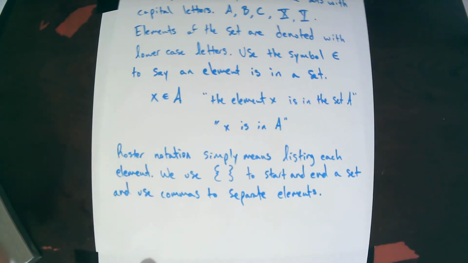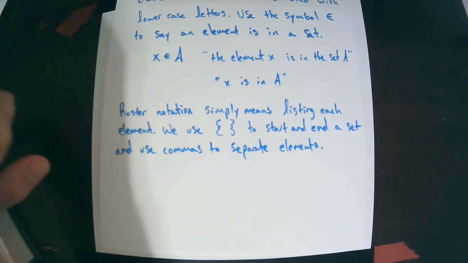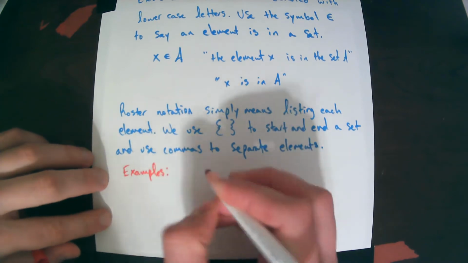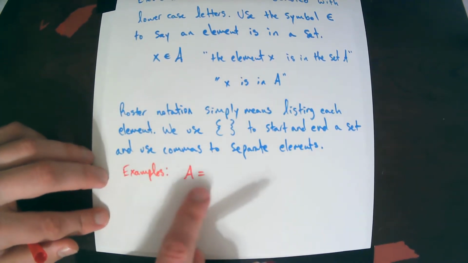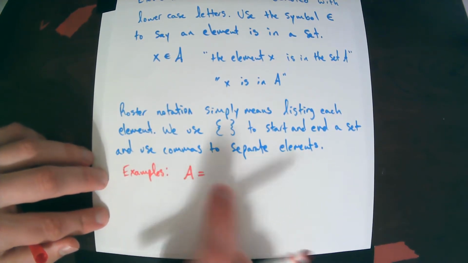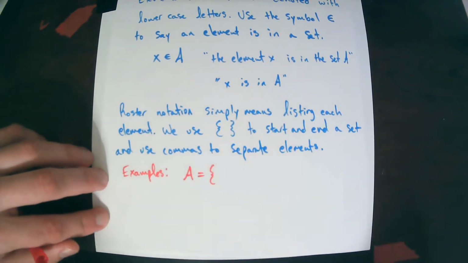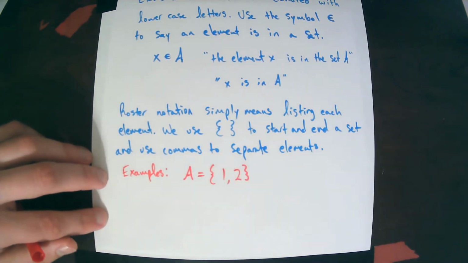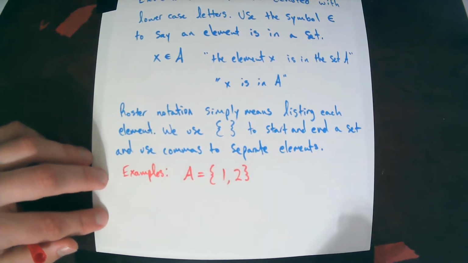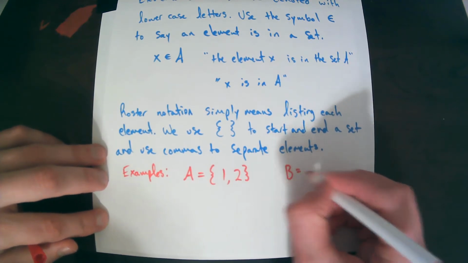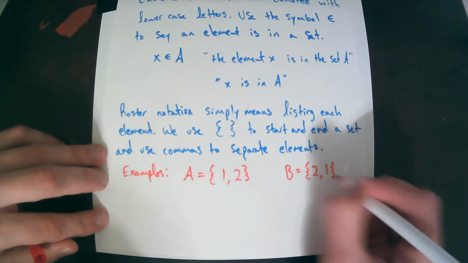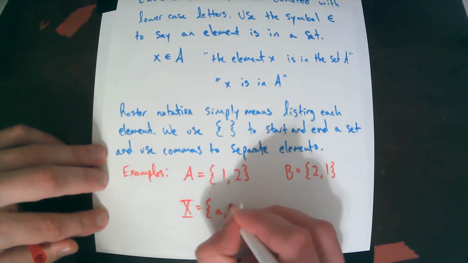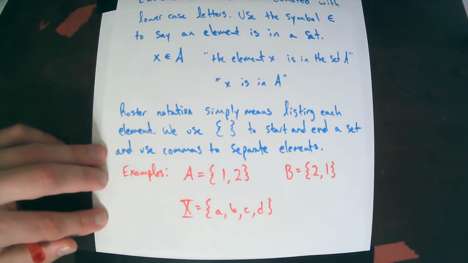Alright, so let's show some examples of roster notation. So some examples would be the set A, and I'll say is equal to, so now I'm about to tell you what's in the set A. A equals, and then since it's a set, I'm going to start with a curly bracket, and I'll say maybe the numbers 1 and 2. There's one example, and then I close with the other curly bracket there. I could say B is equal to the set 2, 1. I could say X is equal to the set of letters A, B, C, D, separating each one with commas.